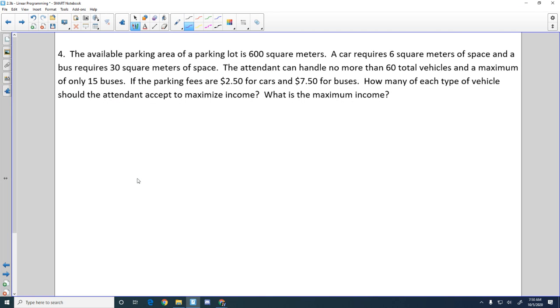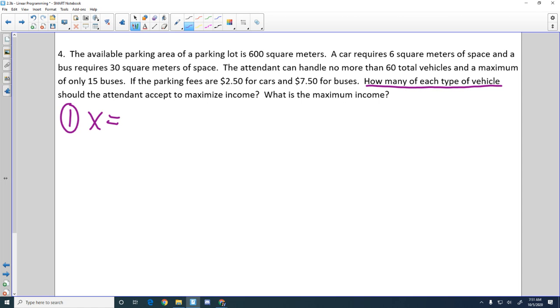Okay, let's look at the last problem real quick. And this will be it for today. So I've got a parking area and a big parking lot. A car requires 6 square meters and a bus requires 30 square meters. So I can see that I've got 2 different types of vehicles, cars and buses. And it says how many of each type of vehicle. So how many of the 2 types of vehicles? That is going to be my 2 variables, my x and y.